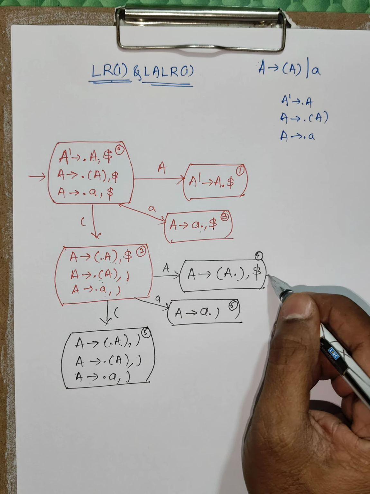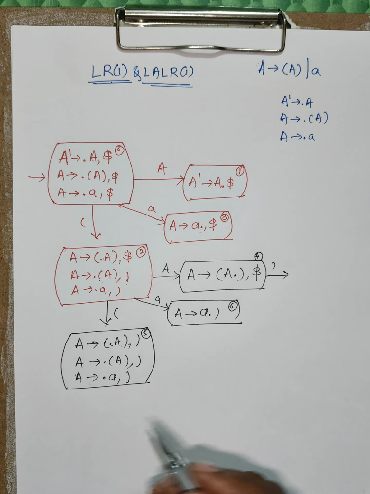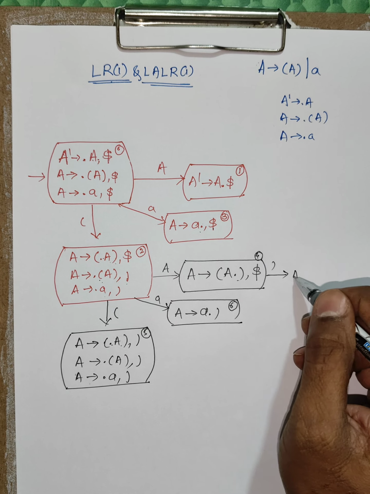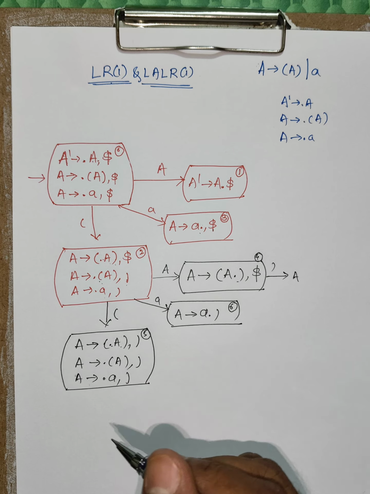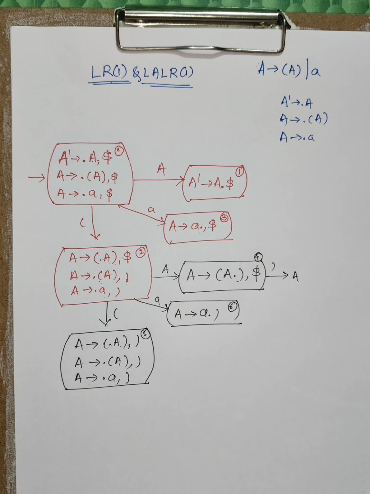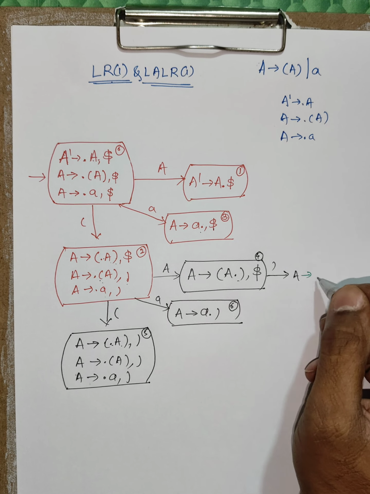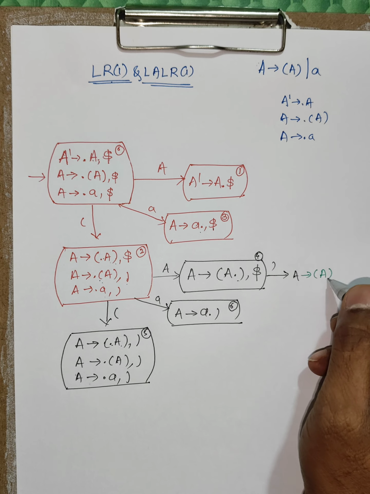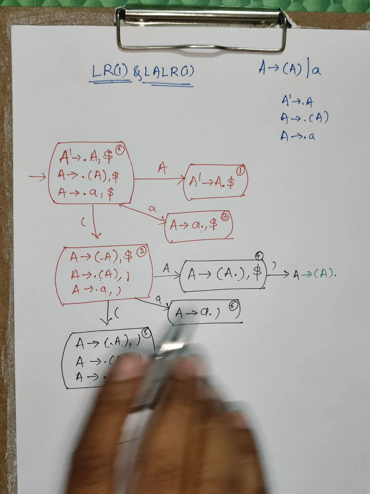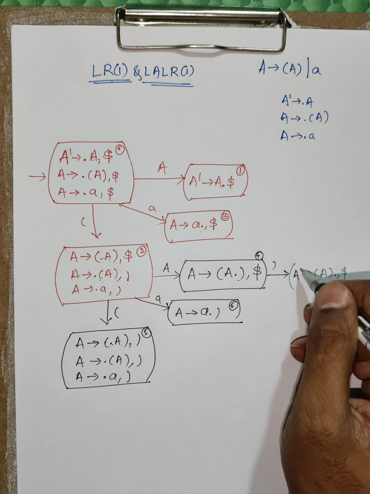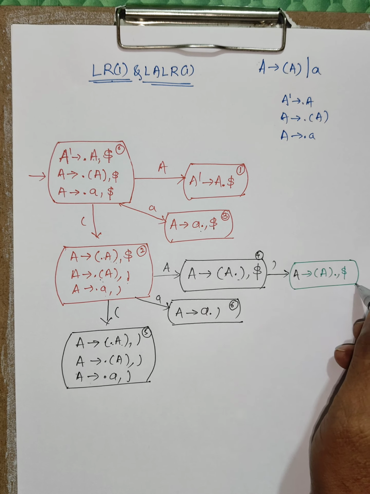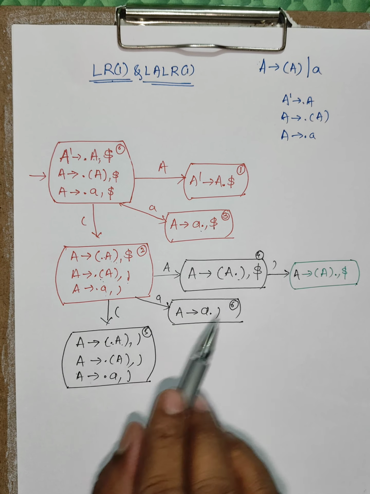Here closing bracket is there. Transaction on closing bracket, and transaction on closing bracket. A produce opening bracket A closing bracket dot. Means this is final state, and carry locate is same. During transaction we cannot change.